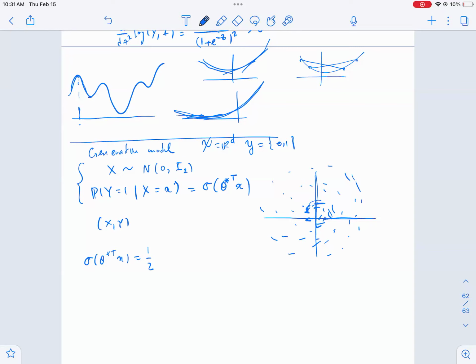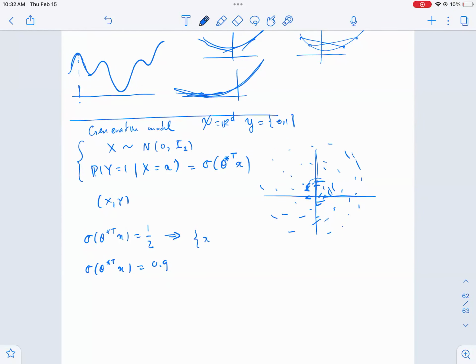So these are very difficult cases. Versus if sigma of theta star transpose x is 0.9, these are very much in class 1, with only occasional flips. All the x's for which this happens have a high chance of being class 1. So what is the location of the set of all x's such that sigma of theta star transpose x equals 1/2? This is in fact the decision boundary.